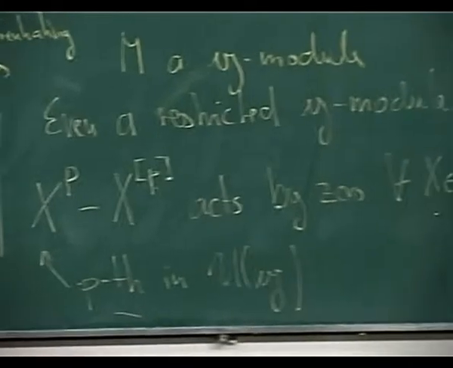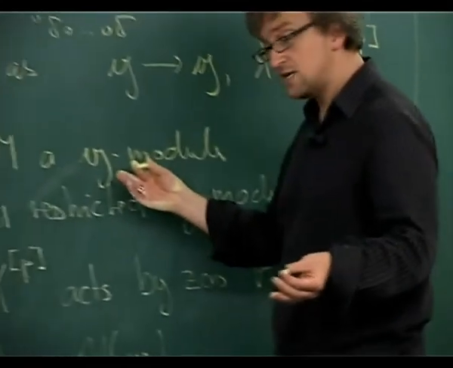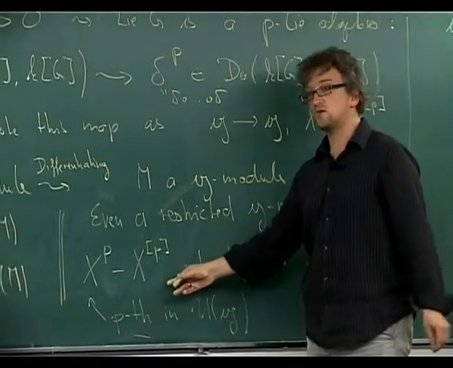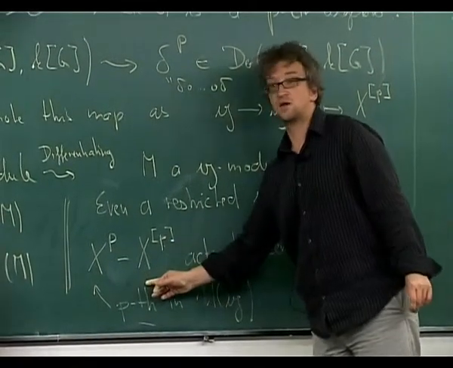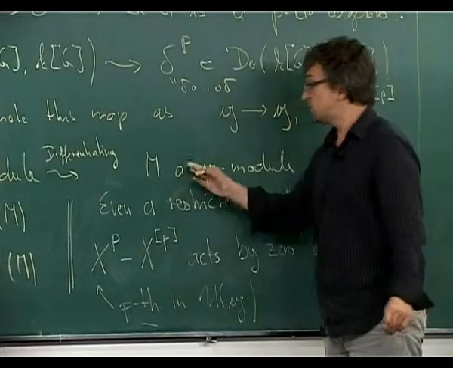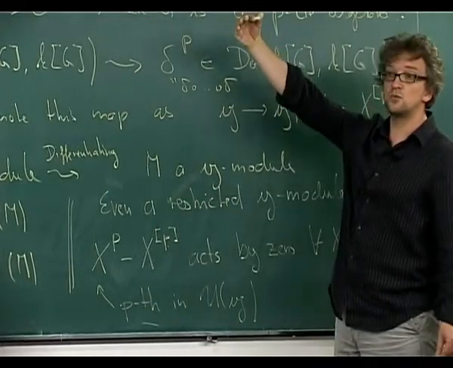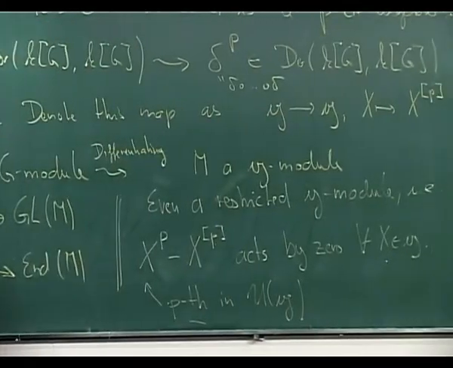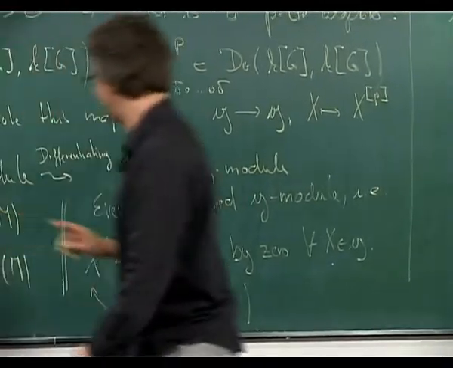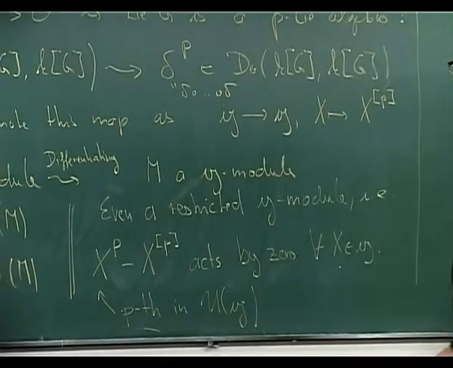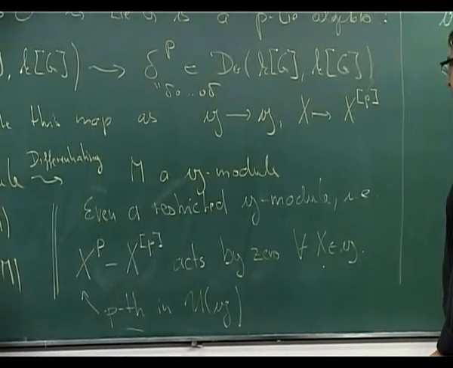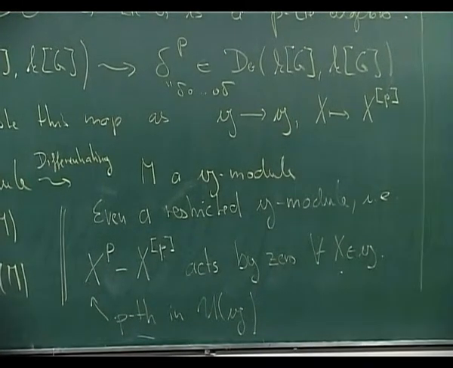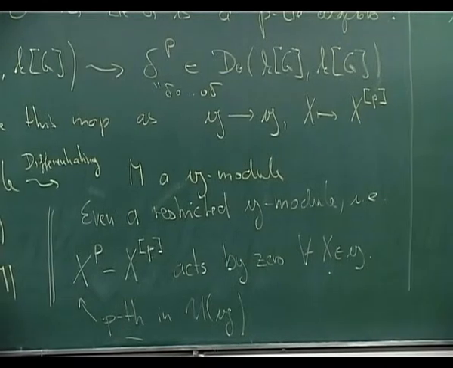This is not true, of course, for any module of the Lie algebra. There are very many modules of the Lie algebra that are not restricted, where this element does not act by 0. But if the module comes from a module for the group, it will automatically be restricted. And vice versa? No, that's not true. There are some modules for the Lie algebra that cannot be lifted.